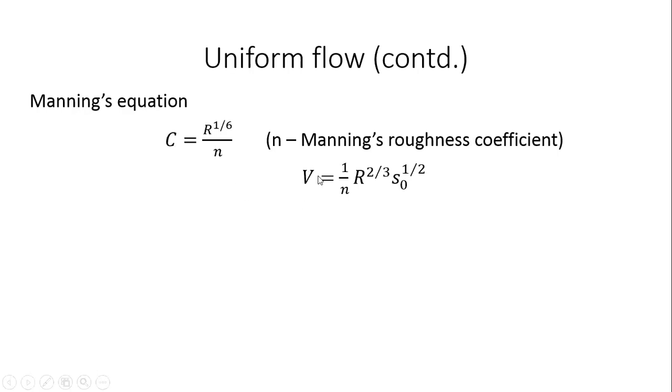if I do that, I get V equal to 1 by n R to the power 2 by 3 S naught power half. All I've done is I've replaced this C with R to the power 1 by 6 by n, and then multiplied it with square root of R and square root of S naught. So square root of R into R power 1 by 6 simplifies to R power 2 by 3. This you can very easily verify. So this is the very famous Manning's equation. This is a very powerful equation, and as a civil engineer, 10 years later, if somebody asks you Manning's equation, you should know what Manning's equation is. This is very popularly used, very widely applicable, right?